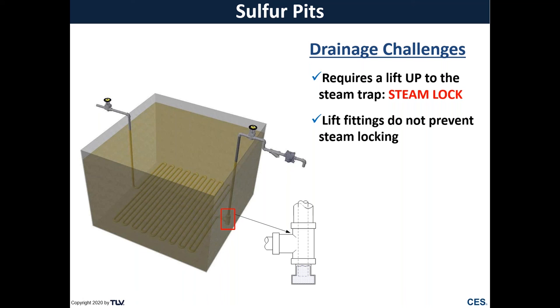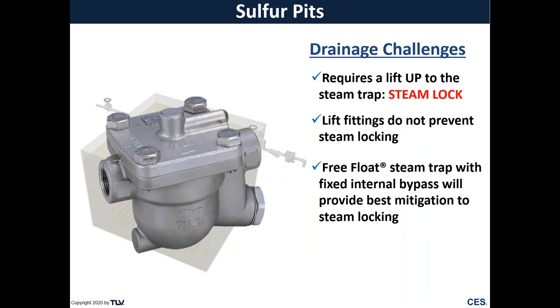So whether or not a lift fitting is installed, we will always recommend a free float steam trap with a fixed internal bypass. Now, you're probably thinking this particular trap looks a little different than the other one I've shown, and you're absolutely right. It's a mechanical trap, and it functions nearly the exact same way with the added advantage of extra capacity. Now, this extra capacity is going to be needed due to the larger heating requirements of the sulfur pit coil.